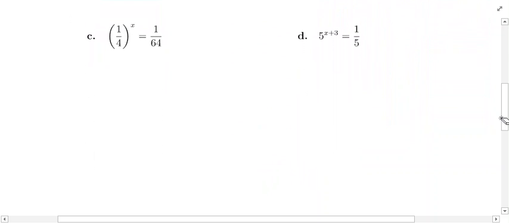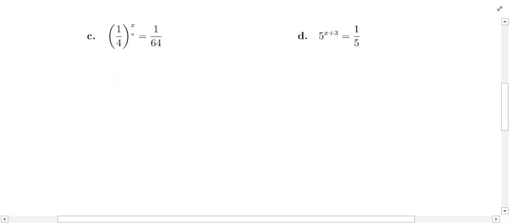This one's a bit tricky because it is a fraction. Let's see what we can do here. On the left, we have 1/4 raised to the x power, and on the right, we just have 1/64. Again, we're trying to figure out what value of x makes this true. It's exponential because x is in the power, or the exponent.